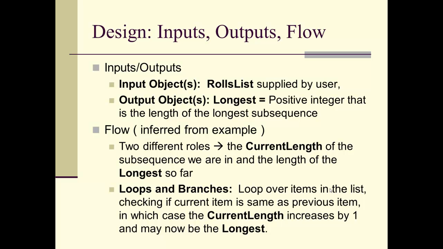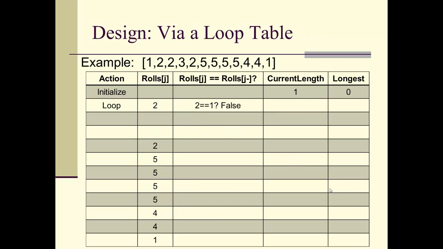Our flow, which we infer from the example previously, is that we're going to have two variables, current length and longest, and they're going to interact with each other in that as we loop over items in the list, we're going to see if the current item is the same as the previous one. If so, the current length is going to increase by 1, and then we need to check and see, is it now the longest?